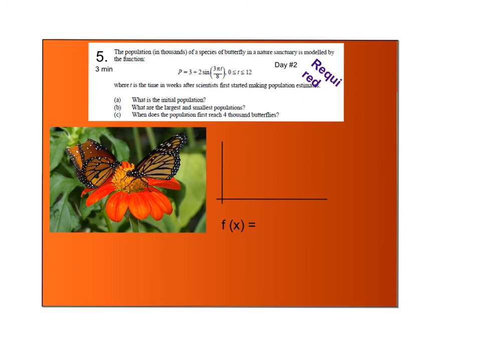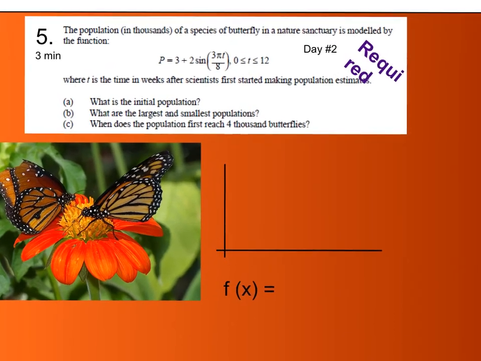When we're looking for initial population, you're looking for when t equals 0. What's the largest and the smallest populations? Well, if it's a sine wave, that means how high does it go above the midline and how low does it go? And then when does the population first reach 4,000 butterflies? There is a graph and a function here. You don't need to use those to answer those questions.